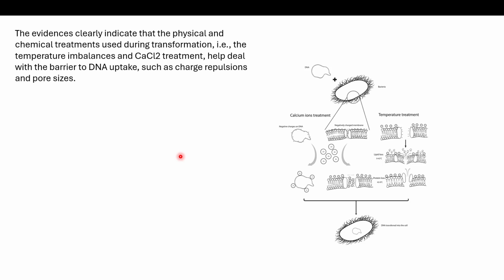So the evidence clearly indicates that the physical and chemical treatments, basically referring to the divalent salts, that are magnesium and calcium salts, and physical is mostly the temperature variations that are being used during transformation, that is the temperature imbalances and calcium chloride treatment, help deal with the barriers to DNA uptake, such as charge repulsions and pore sizes. So this is what has been shown here diagrammatically.